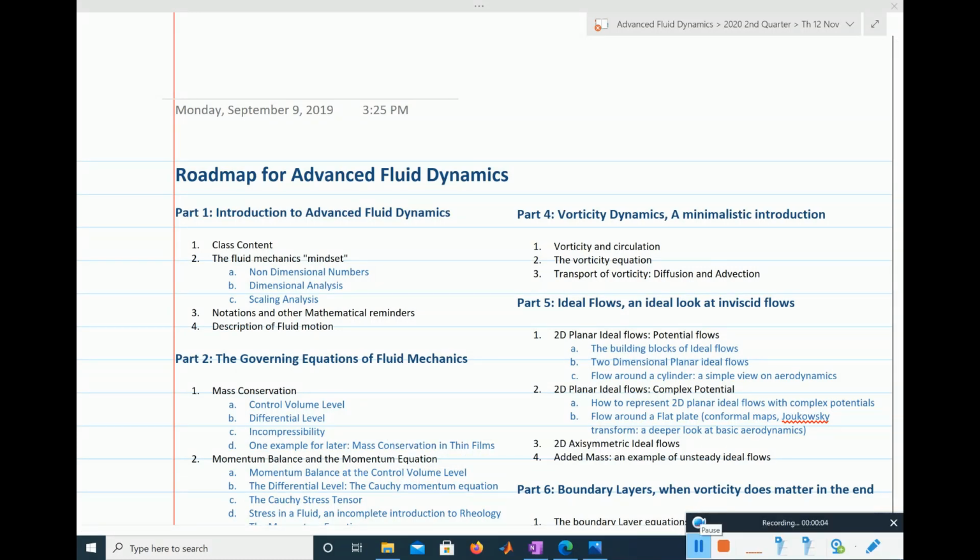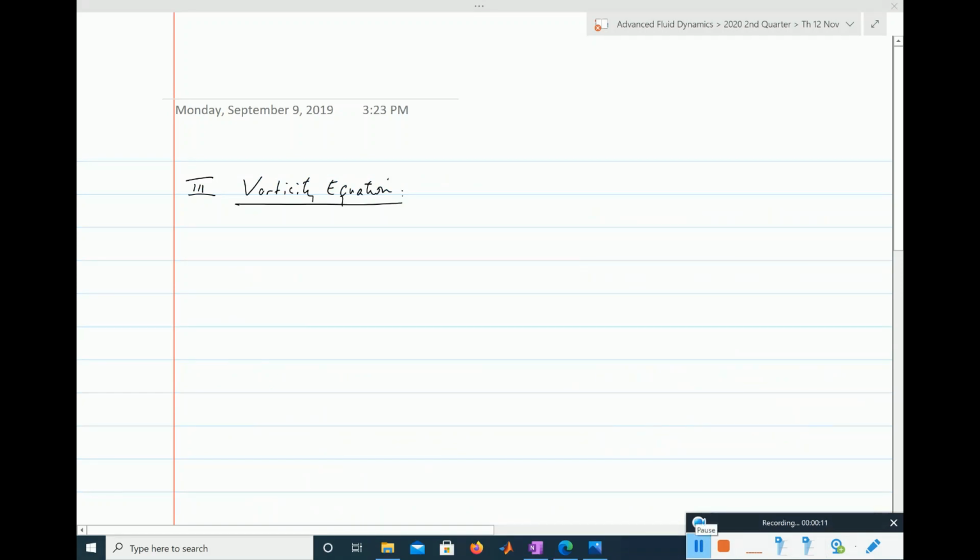Here we derive the vorticity equation. So in deriving the vorticity equation, we are going to make a few assumptions, which are similar to those that we've done before.